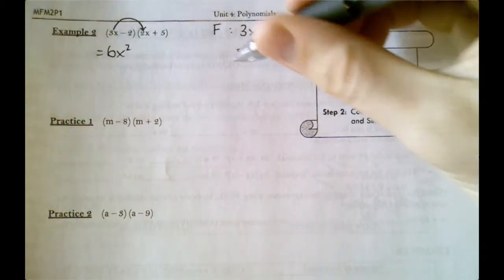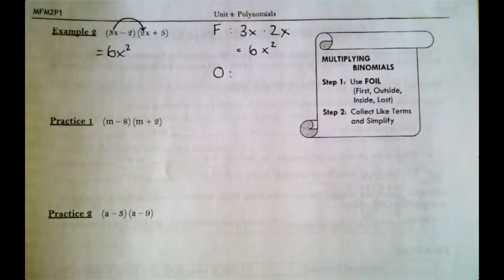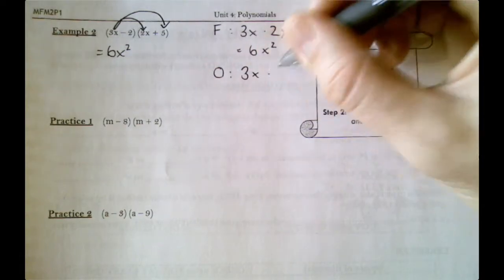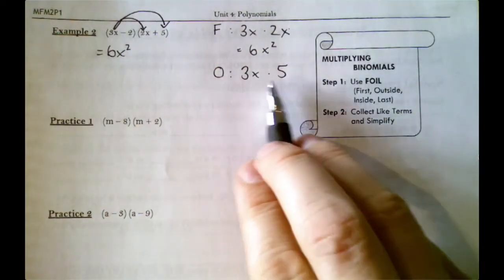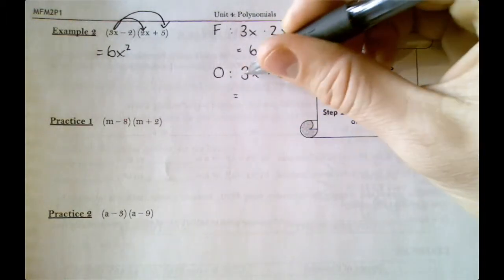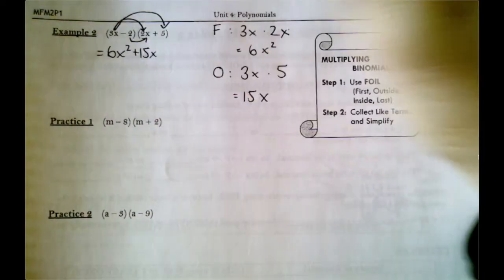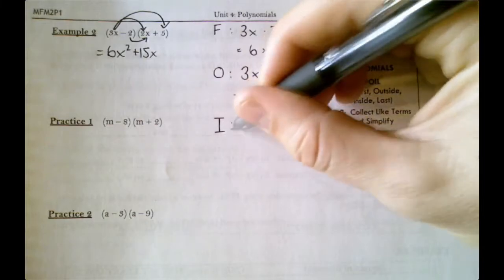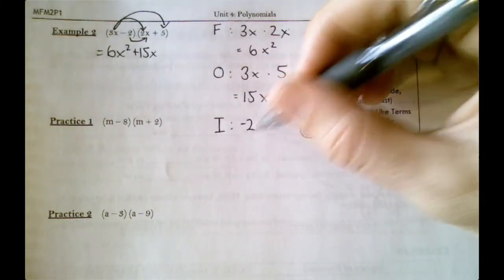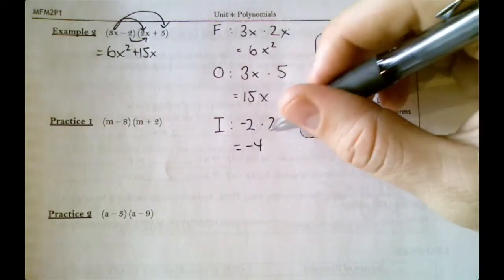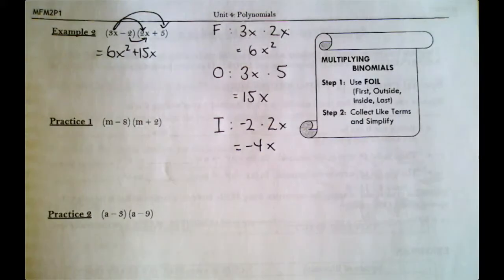The O step is 3x times 5. When you multiply a term that has a letter and a term that doesn't, you just multiply the numbers. 3 times 5, and the letter stays the same. Last 2 steps, negative 2 times 2x, that's our I step. Well, negative 2 times 2 is negative 4, and we don't have an x to multiply by, so the x doesn't change.